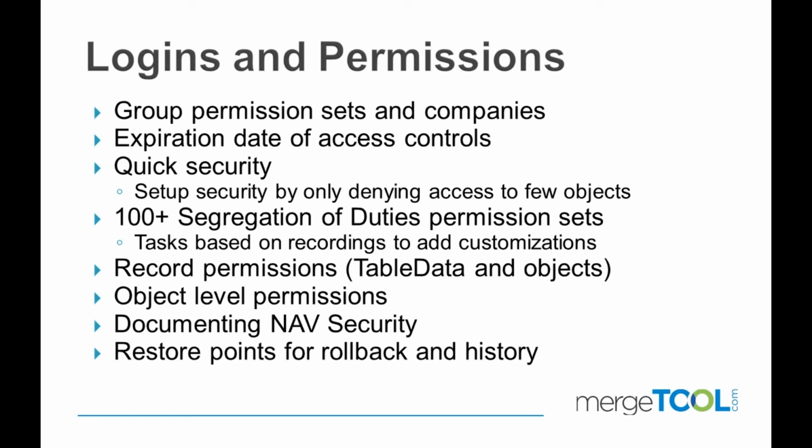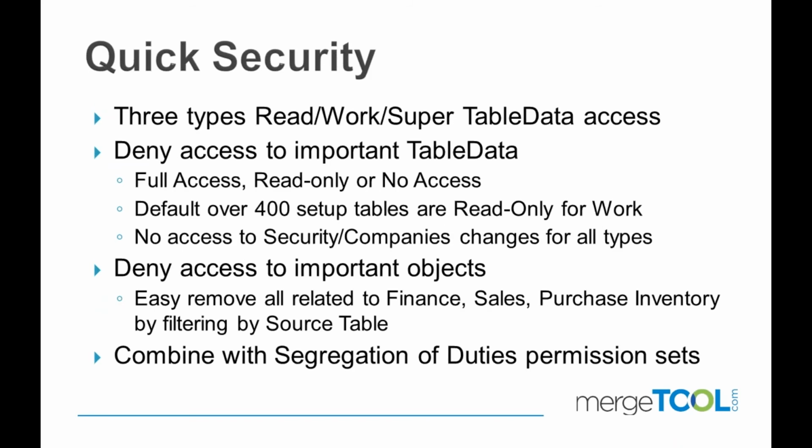We have more than 100 permission sets that are tested from 2009 to 2018 and are intended for segregation of duties, typically opening up for only a single task in the system. As you will see, we also have an ability to add related permissions, and that will make these permission sets work with a lot of the things that are customized in typical NAV installs. We can record permissions. That's recording both table data, but it also records objects. Objects are important for protecting what people can actually see in the system. And in that way, object level permission is an integrated part of our solution also.